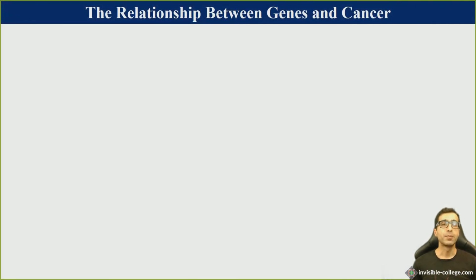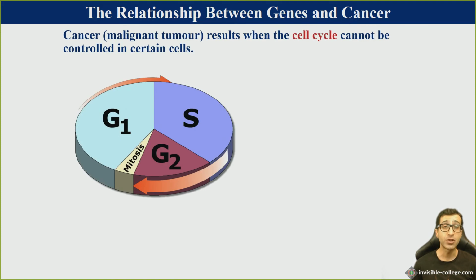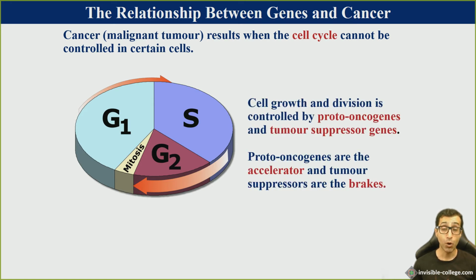So what is the relationship between genes and cancer? Now, cancers or malignant tumours result typically when the cell cycle cannot be controlled in certain types of cell. Now, cell growth and division is controlled by proto-oncogenes and also tumour suppressor genes. Now, proto-oncogenes can be thought of as the accelerators, and tumour suppressor genes can be thought of as the brakes, which relates to the rate of the cell cycle. So in other words, proto-oncogenes are the genes responsible for accelerating the cell cycle and the rate of division, and in contrast, tumour suppressor genes are the genes which are responsible for slowing down that cell cycle and the rate of cell division.